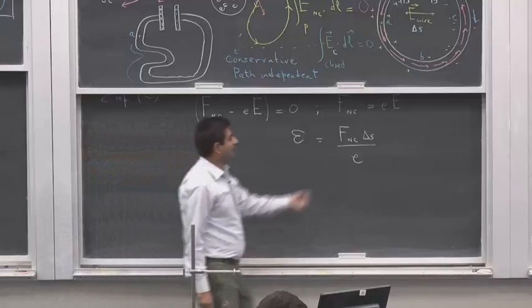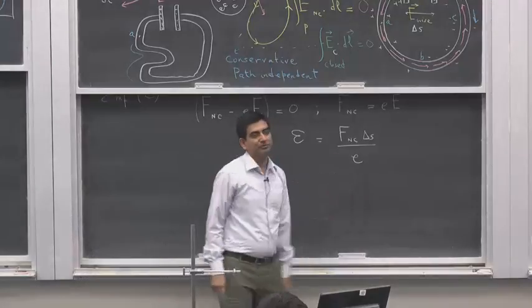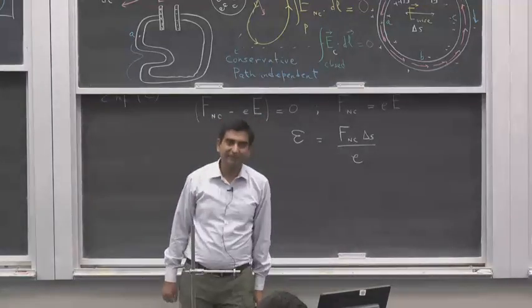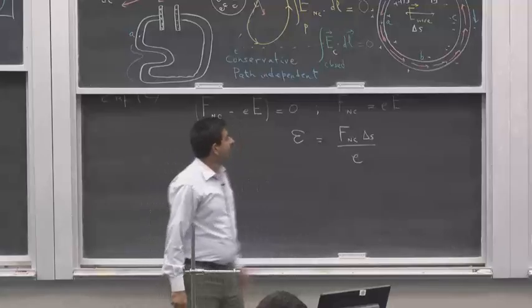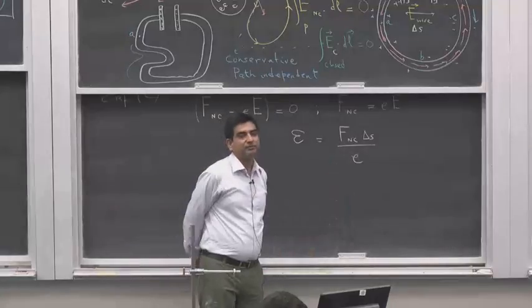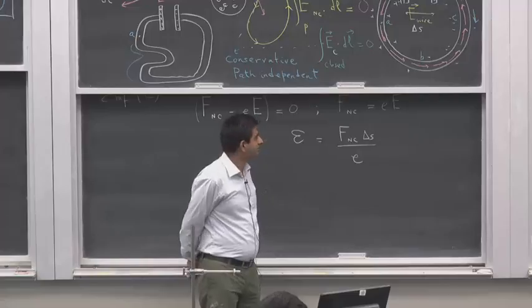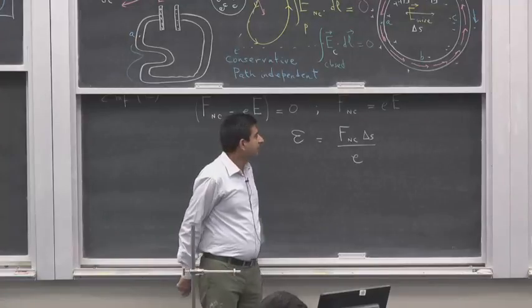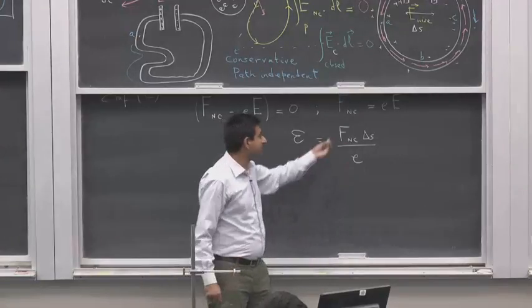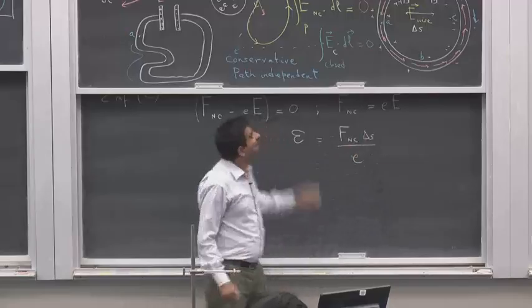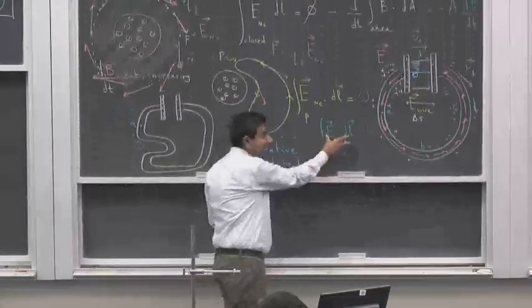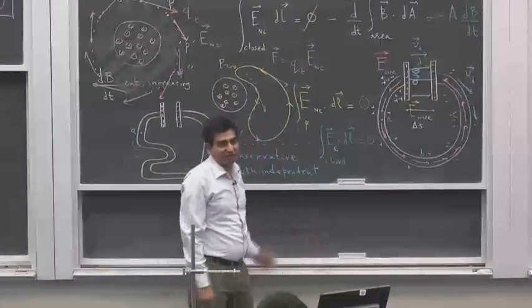Units: joules per coulomb, which means the units are volts. Electric field times distance has units of volts; this is the potential.